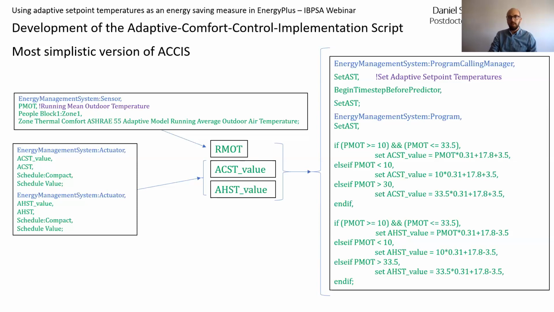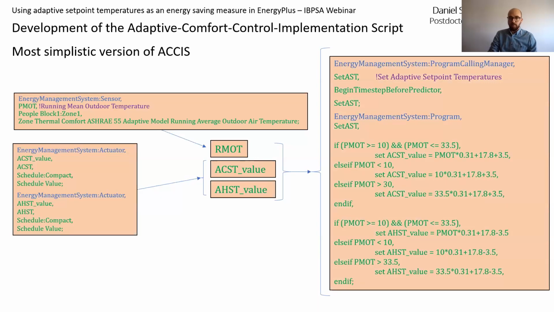In this EMS script, the adaptive set point temperatures take the values of the adaptive comfort limits, whose calculation is based on the prevailing mean outdoor temperature. Therefore, an EMS sensor named PMOD is needed. Also, we need to override the values of the scheduled compact objects used for the set point schedules, which is done by two actuators named ACST_value and AHST_value.